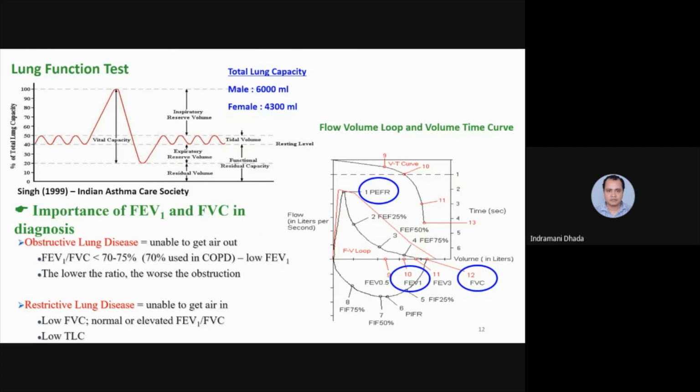So this is the lung function test. This is basically giving the total capacity of our lungs.